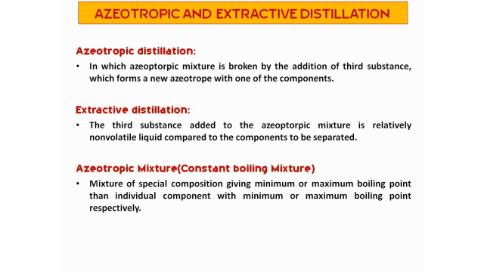Regarding which we have already discussed. Mixture of special composition: suppose A has a boiling point of 50 degrees and B has a boiling point of 100 degrees. If we mix A and B, it will form an azeotropic mixture. This azeotropic mixture will have either a maximum boiling point, suppose 150 degrees centigrade, or a minimum boiling point, suppose 25 degrees centigrade. That is an azeotropic mixture.